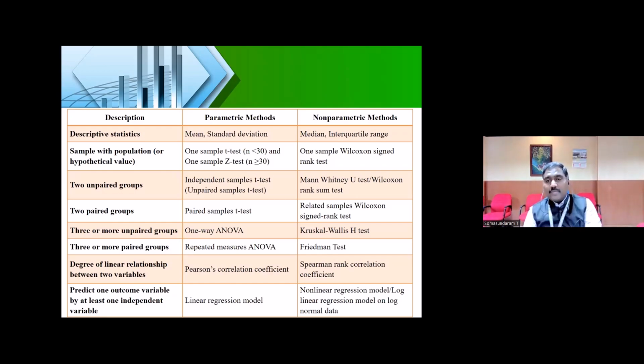In the same case, for non-parametric you can use the Mann-Whitney U test. If it is two paired groups, you can use a paired sample t-test, or the Wilcoxon signed-rank test.